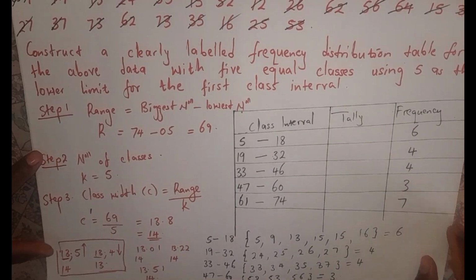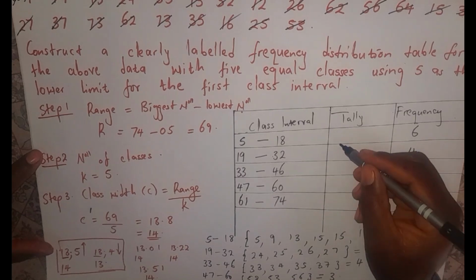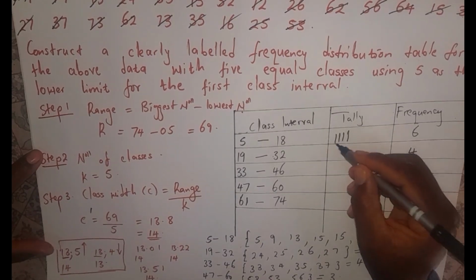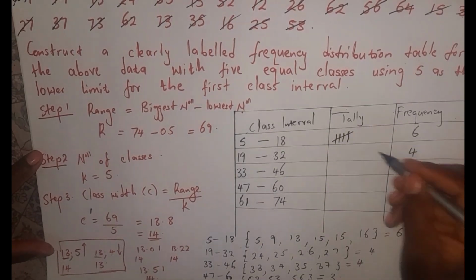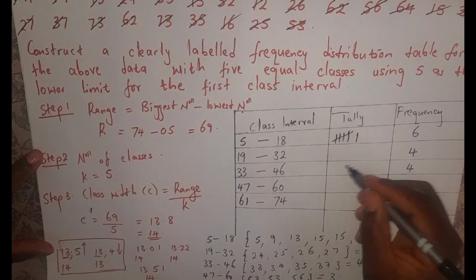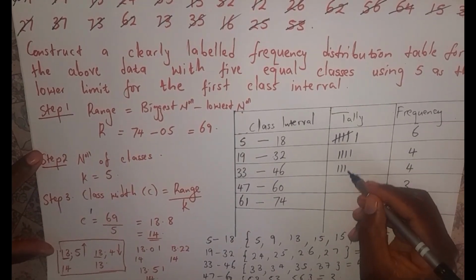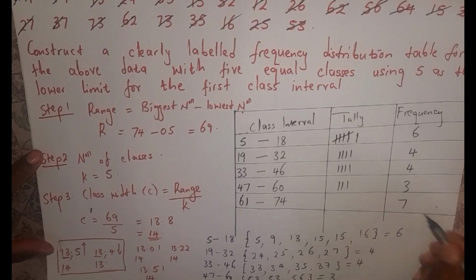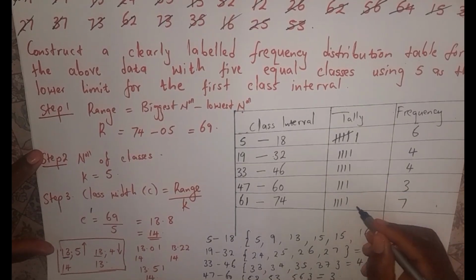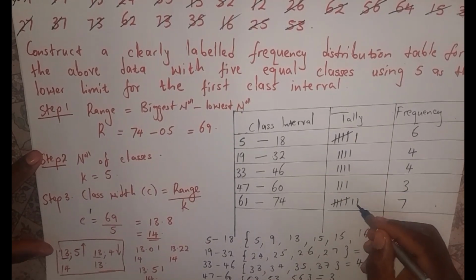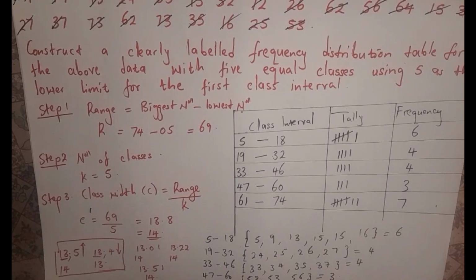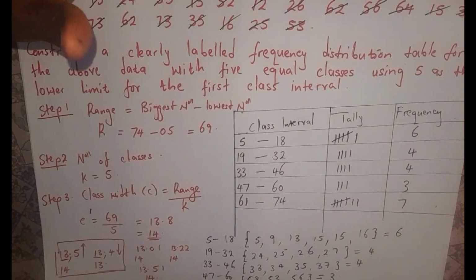And then on the tally, you draw your tally like this: 1, 2, 3, 4, and then the fifth you cross. Then 6, then 4, then 3, then for 7, 1, 2, 3, 4, 5, 1, 2. So this is how you draw a frequency distribution table when given the number of classes.